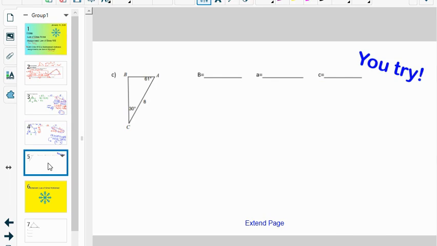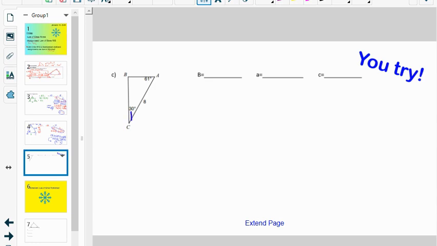All right, letter C is the last one here on your notes. I did want to give you guys some time to practice. So what I'd like you to do is pause the video here, see if you can solve this triangle on your notes using the law of sines, and then you can play the video to check your work. All right, let's check your work, guys.